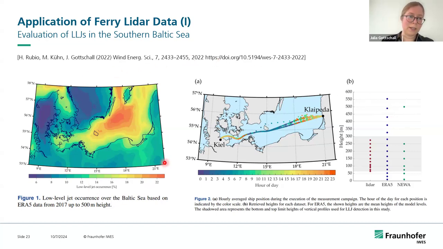And what you see here in the left figure is the low-level jet occurrence over the Baltic Sea for 1 year. And this is exactly what we wanted to investigate. So we wanted to check with our measurements if we get the same information. So if you consider a low-level jet as a critical offshore wind phenomenon that has, and we know this, quite a big impact on the wind resource, but also on the power output of future wind farms. And this is the motivation for doing such a study and hopefully checking if you actually get the statistics right from the models you have at hand.